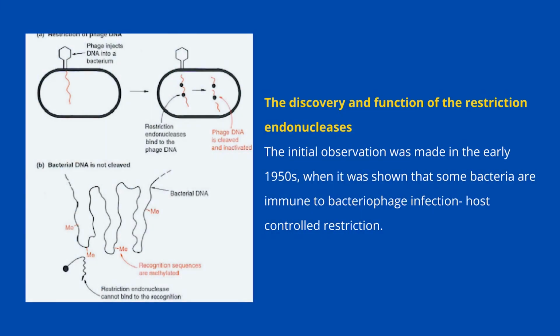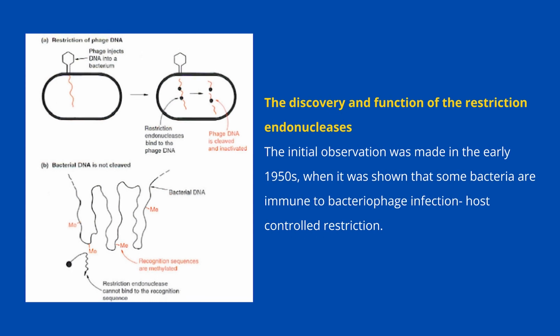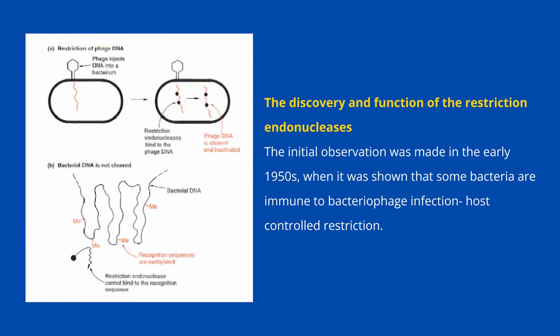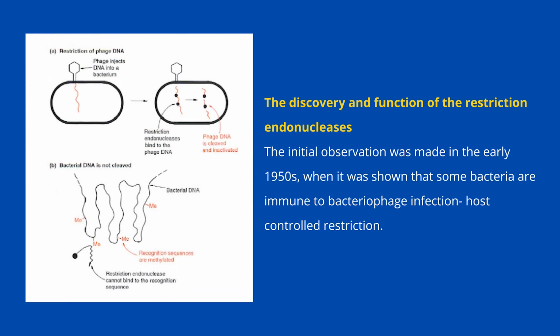So, the initial observation was made early in the 1950s, when it was shown that some bacteria are immune to bacteriophage infection. Why? This is basically governed by the host controlled restriction system, or we can say restriction modification system. In detail, we will study this particular topic in the next lecture, but I will just give you a glimpse of it. So, what is a bacteriophage? Bacteriophages are the viruses that infect a bacteria.